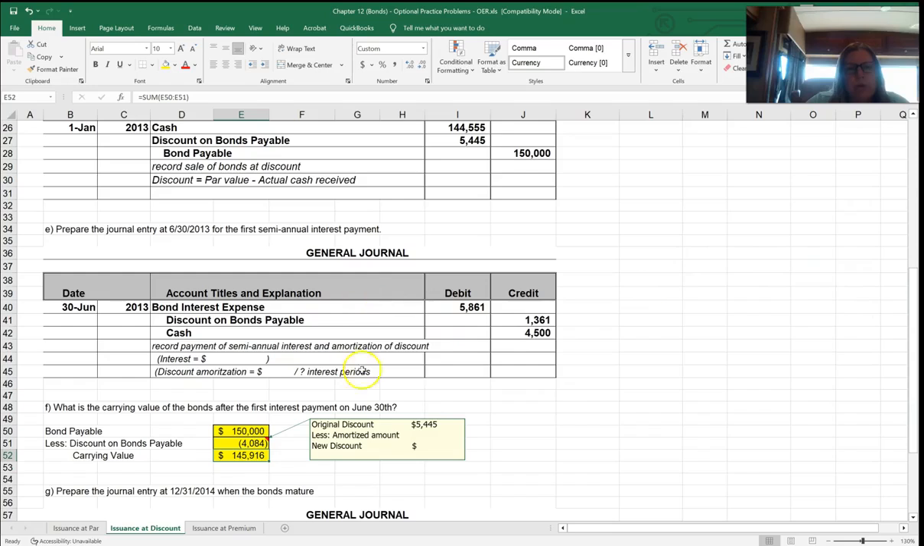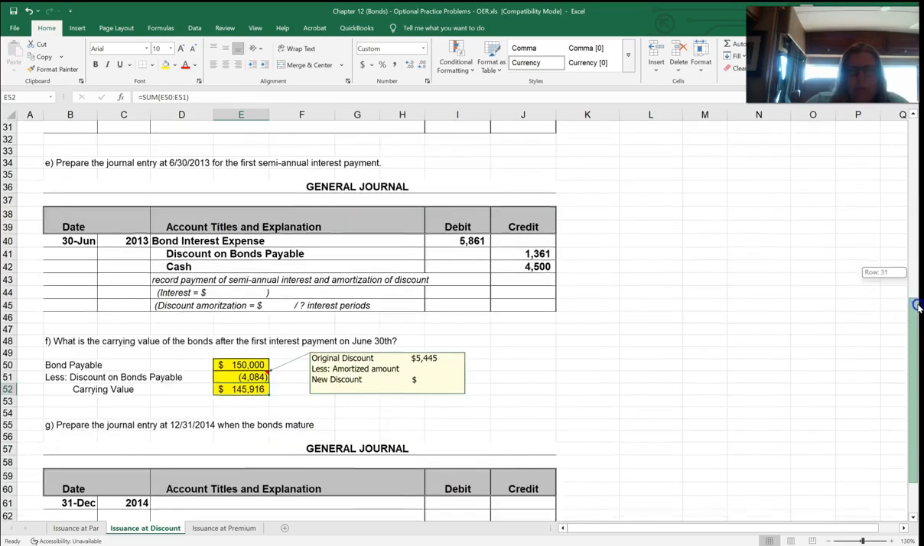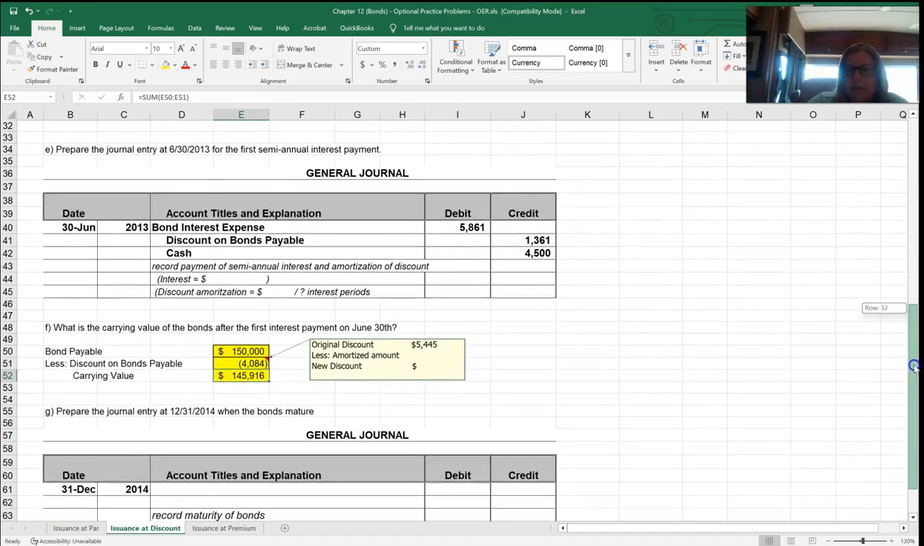So this is the journal entry we're going to make every time we make an interest payment for the next 2 years, June 30th, December 31st, so that by the time we get to the maturity date of the bond, this discount on bonds payable will be 0, and the carrying value of the bond will be the face value, the $150,000. And we are just going to record that additional $1,361 discount that we're amortizing as interest to us, because technically that's what it is.